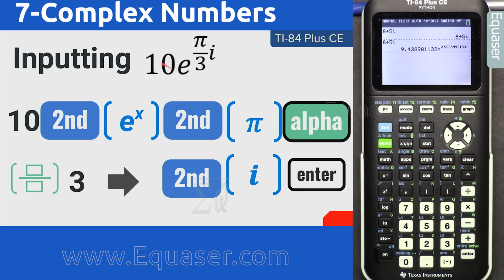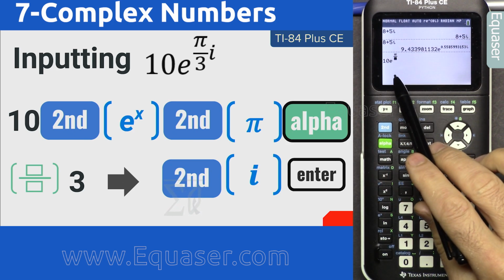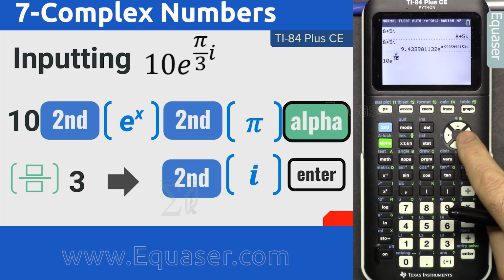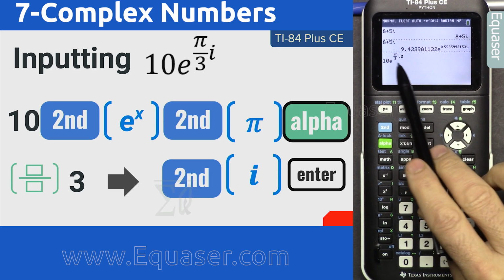Now if you want to enter 10 e to the power of some value in polar format, we enter 10, second function e, this button here, and then the power is available now. Second function pi, and then alpha with fraction. The cursor moves down, 3, with the arrow go to the right, and then second function i. Now we have the expression.